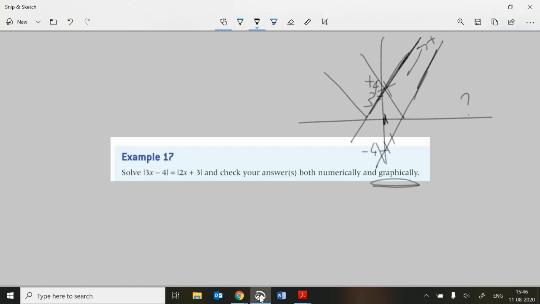So that's me checking this graphically, and for you checking it graphically, you either need to plot it properly, because clearly this is only a sketch, or you can do it on your calculator, or you can do it using Desmos. So they're asking you just to check it using a graphical calculator.